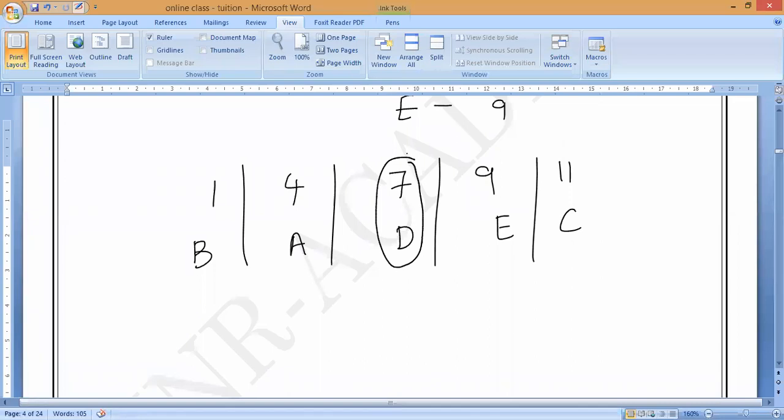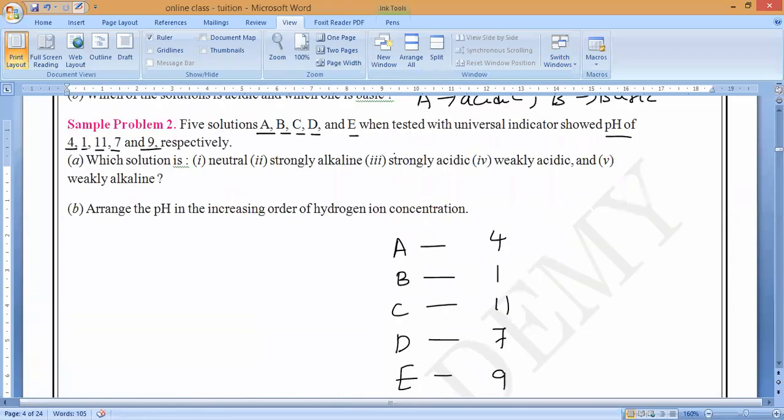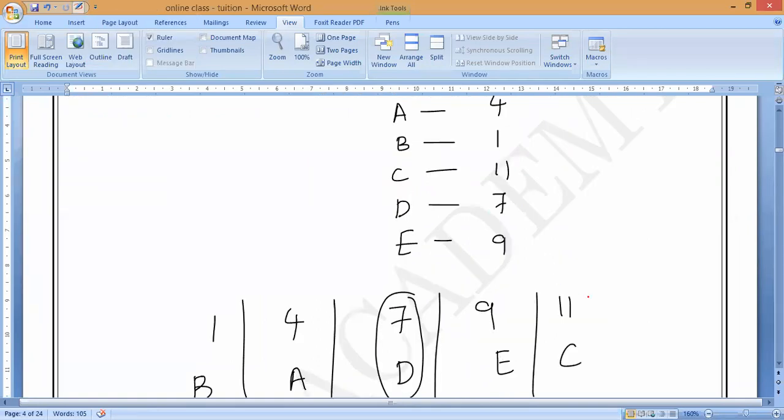Next, which is strongly alkaline? 11, sir. 11, C, sir. 11, C. 11, alkaline. Very nice. All of you are answering very well.